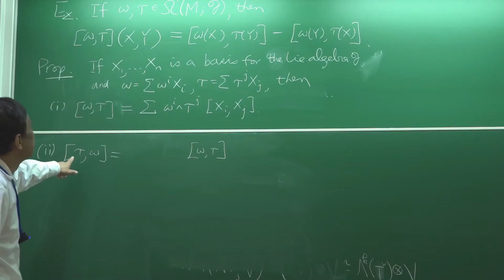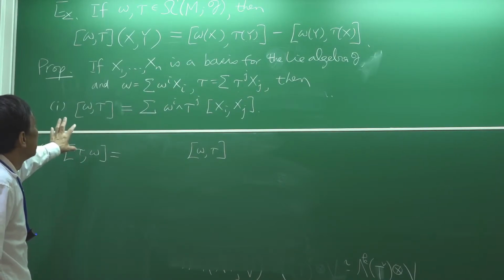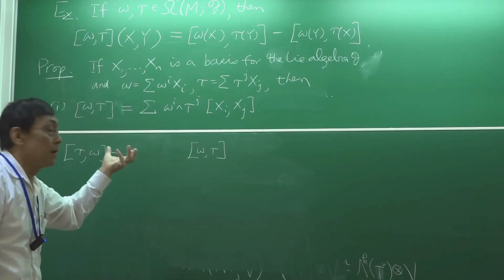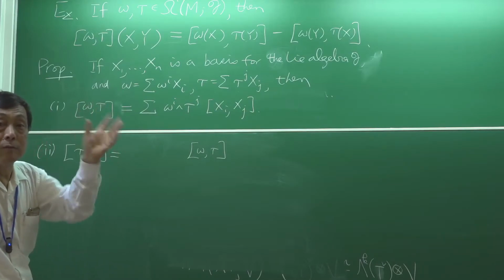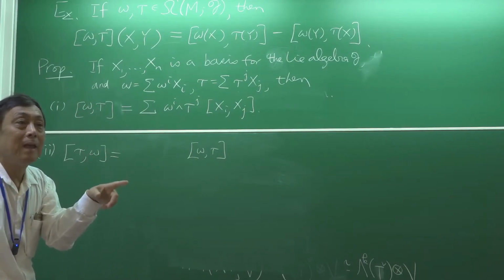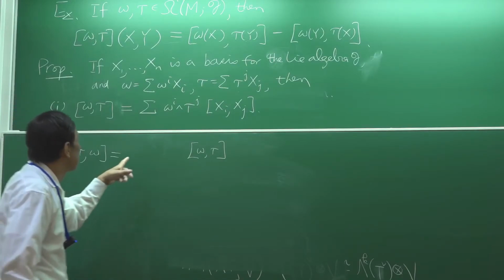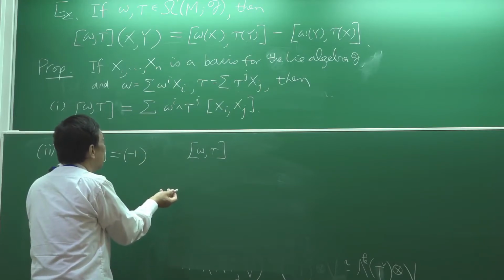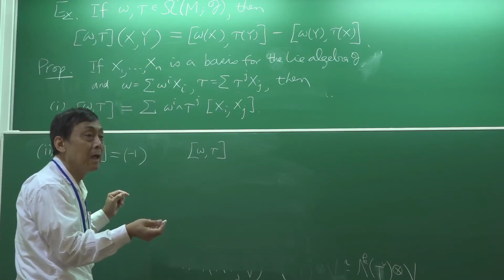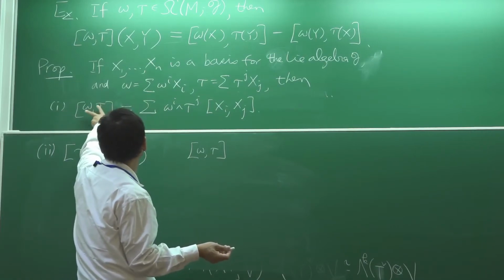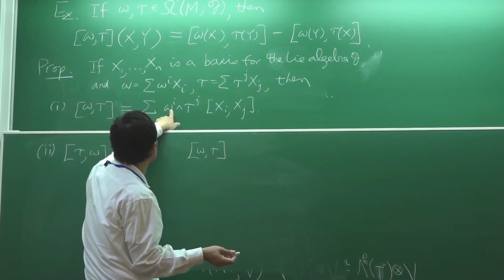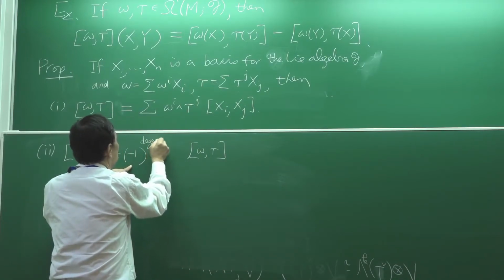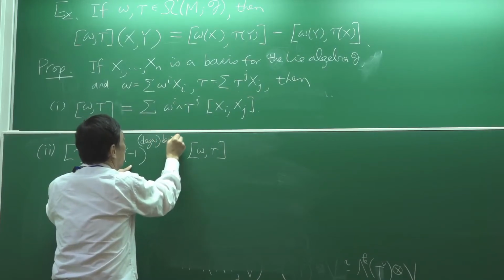Normally, if you interchange a K form and an L form, then the sign is -1 to the KL, the product of the two. But here, what do you think the sign should be? It's KL plus 1 because, you see, if you interchange omega and tau, these two will get interchanged. So you'll get -1 to the degree of omega times the degree of tau.